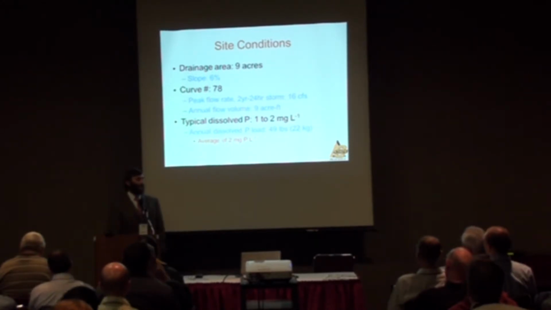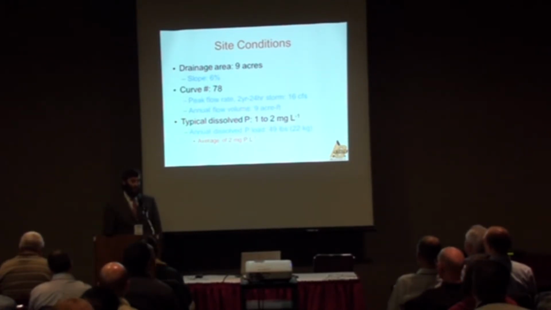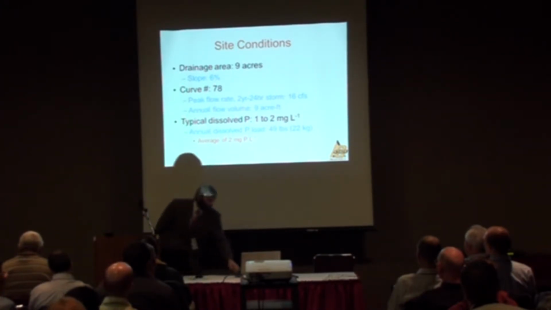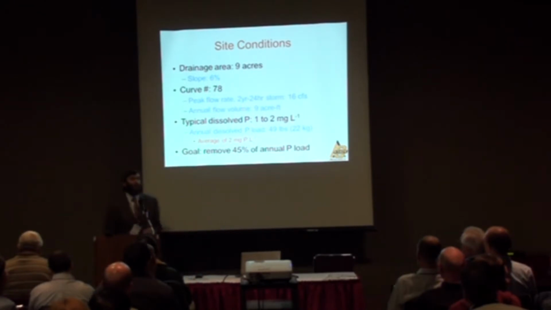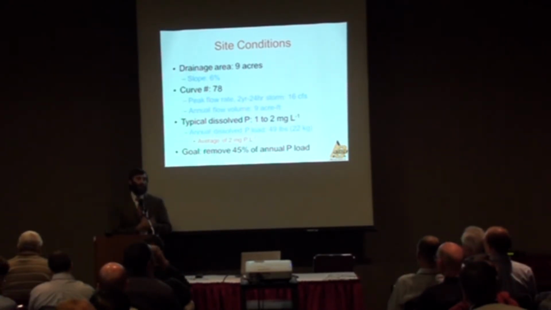The annual dissolved phosphorus load is about 49 pounds a year. So on average, 49 pounds of dissolved phosphorus is leaving the site per year. Of that, our goal when we designed this was to remove 45% of that total load in 1 year.